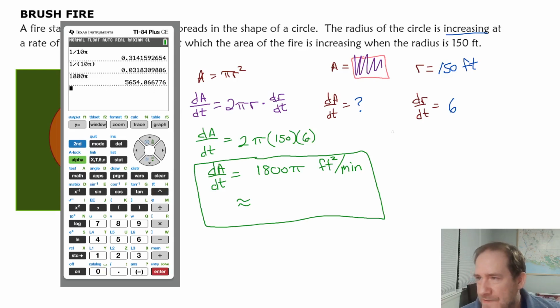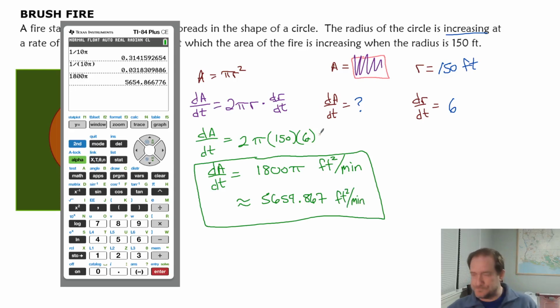So I'm getting 5,654.867 square feet per minute. And there's another one down. Let's keep going.